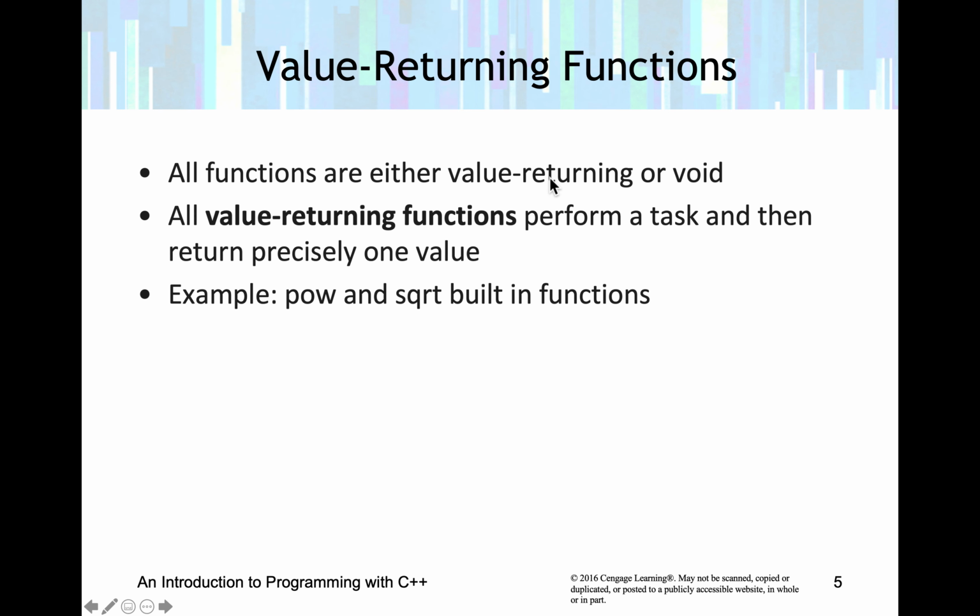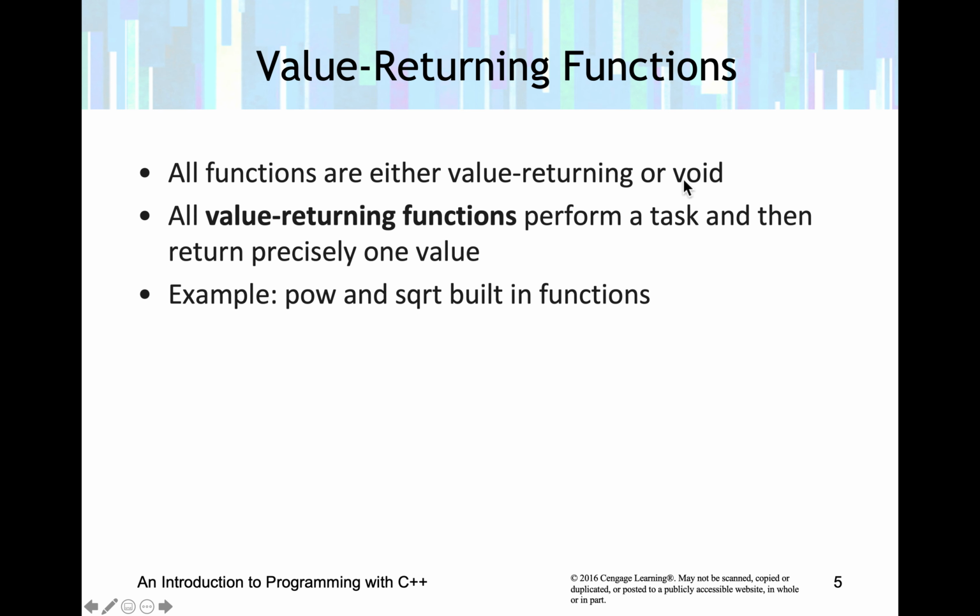All functions are either value returning or void functions. A value returning function performs a task and then returns precisely one value. For example, the power function: you would give it the number 5 and then the number 2, so you want to raise 5 to the power of 2, and then it returns to you 5 times 5, 25. So it returns to you the 25. That's a value returning function.